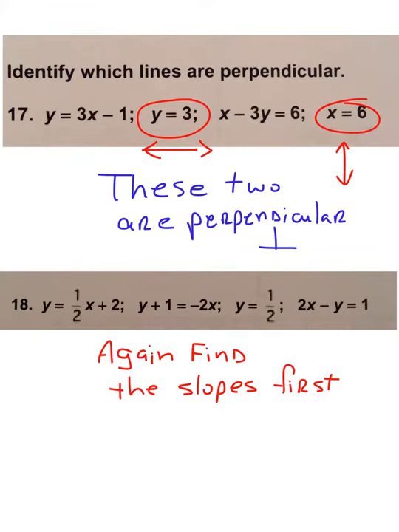On number 17, you're looking for perpendicular lines. Well, a horizontal line with a 0 slope and an undefined slope are perpendicular. And then on number 18, again, you find the slopes first, and then you look for the 2 or maybe 3, it could be more than 2, that have negative reciprocals of each other.